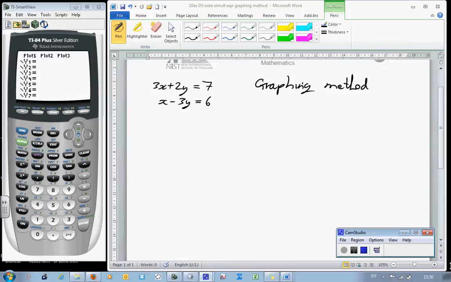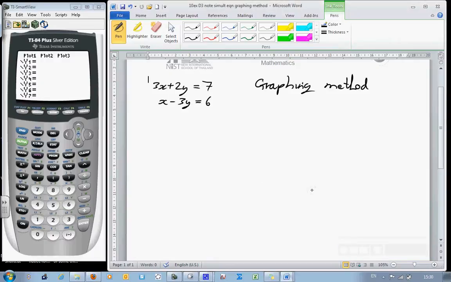Okay, so in this demonstration what we're going to do is solve two equations simultaneously using a graphing method. As you can see on the screen, I've got the TI-84 next to me, and so we'll be able to do it step by step.